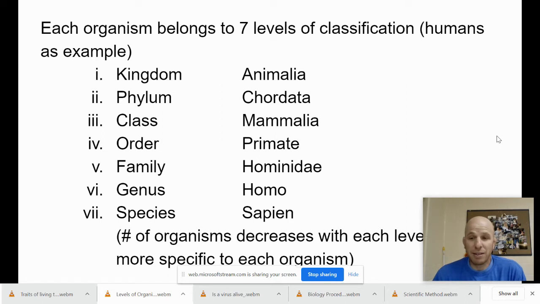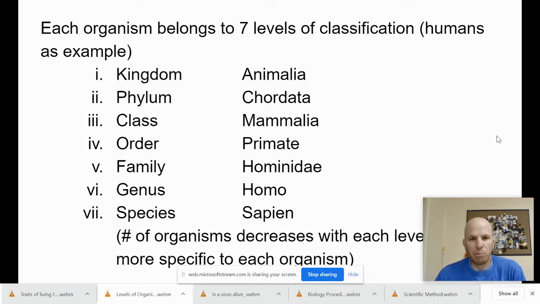Then we go to primates. Primates are monkeys, apes, orangutans, a lot of different primates in the world. So we're in the same order as the primates. And then we have these last 3, Hominidae or hominids, Homo and sapien.